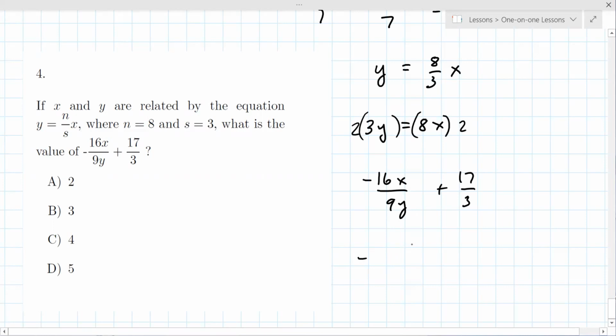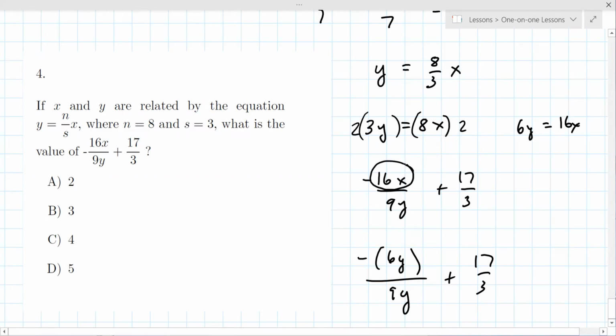Sometimes they emphasize that in these tests where they give you an answer that's what you get if you've gone down the wrong path. I don't see that as much. So the 16x is really 6y, because 6y equals 16x over 9y plus 17 over 3. Wait, why did you multiply? I'm sorry, this is the wrong one. Yeah, that one is 61. Go ahead. Why did you multiply 3y by 2 and 8x by 2? Because I want to substitute for 16x, and 2 times 8x gets me to 16x.